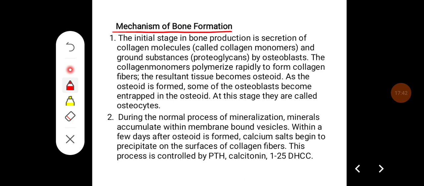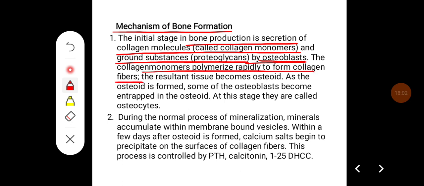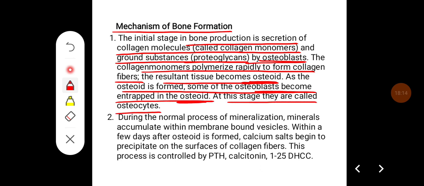Mechanism of formation of the bone. The initial stage in bone production is secretion of collagen molecules, which are called collagen monomers, and ground substances, that are proteoglycans, by the osteoblast cells. The collagen monomers polymerize rapidly to form collagen fibers. The resultant tissue becomes osteoid. As the osteoid is formed, some of the osteoblasts become entrapped in osteoid. At this stage, they are called osteocytes.